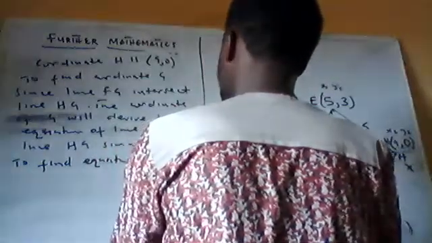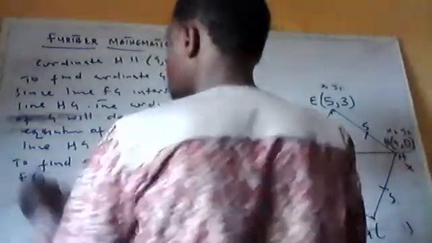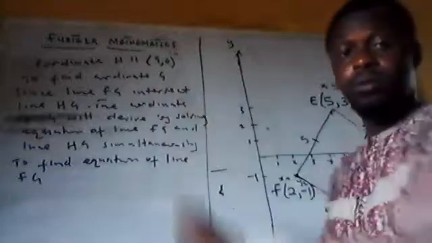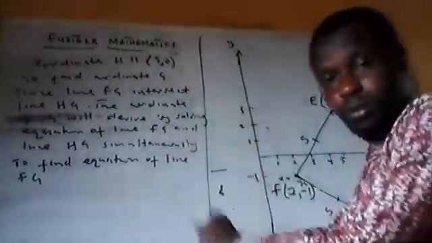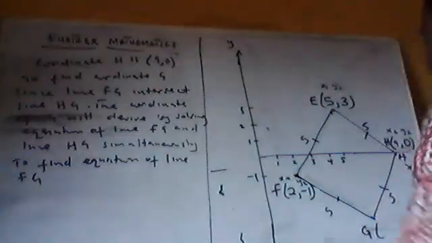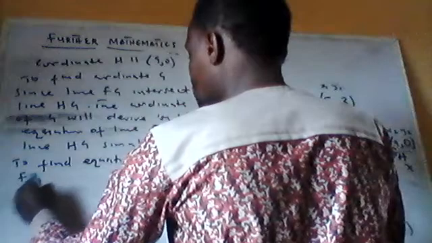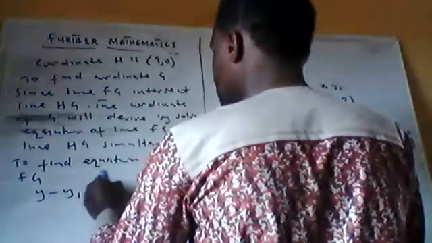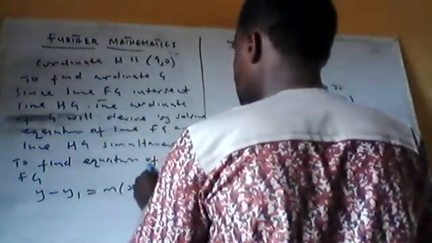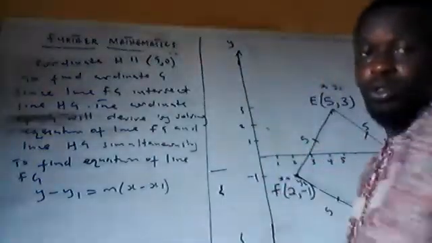of line FG. Because I'm explaining, that's why I'm writing this note for you. Whenever I give class there is no need of writing this note, but I want you to understand. So to find the equation of line FG we use this formula: y minus y1 equals m bracket x minus x1. To find the equation of a straight line, this is the formula we normally use.